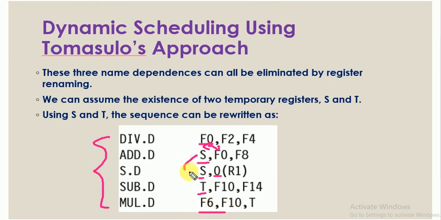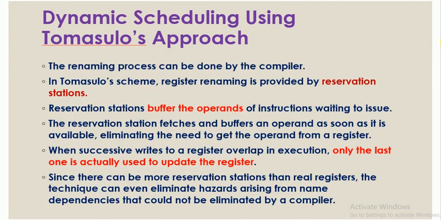So some clashes are being avoided by renaming the register with a different register file. So here the result is written into S, but here the result is written into F6. So there is no conflict. So by doing register renaming, we can avoid name dependencies. The renaming process can be done by the compiler. So renaming is actually done by the support of the compiler.